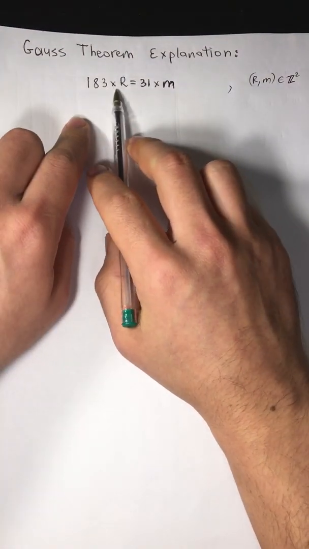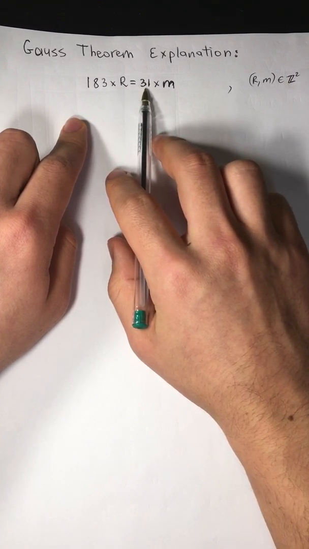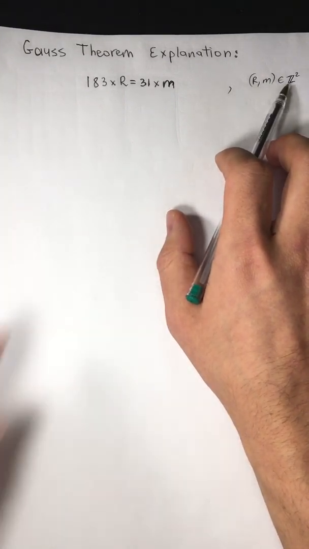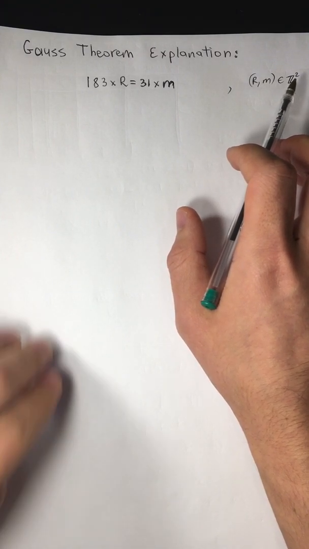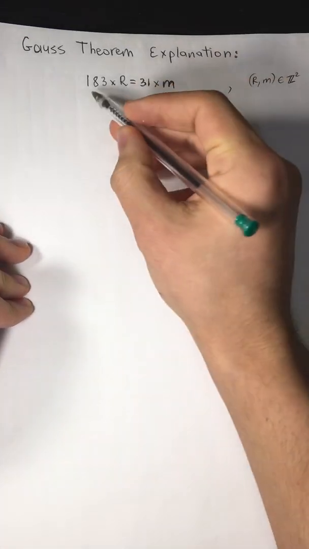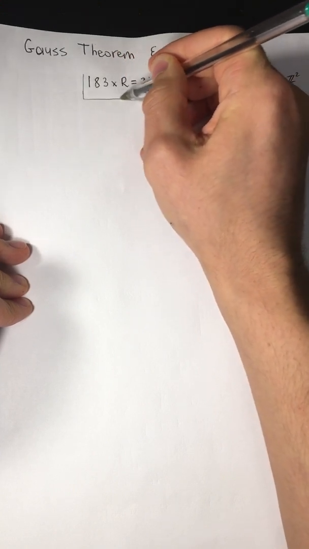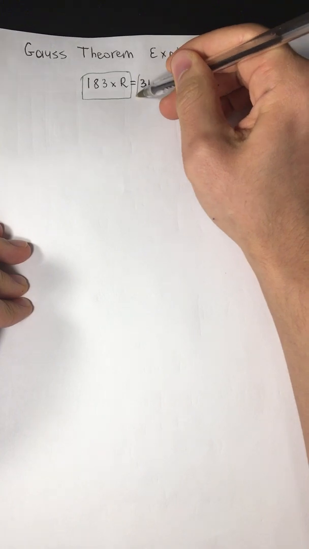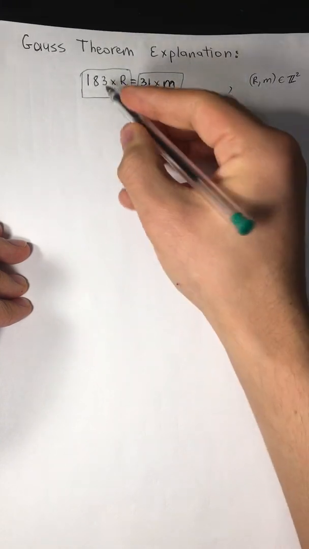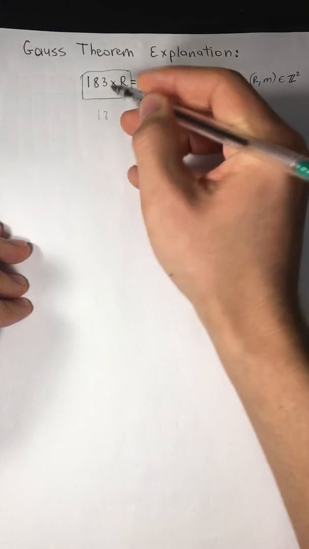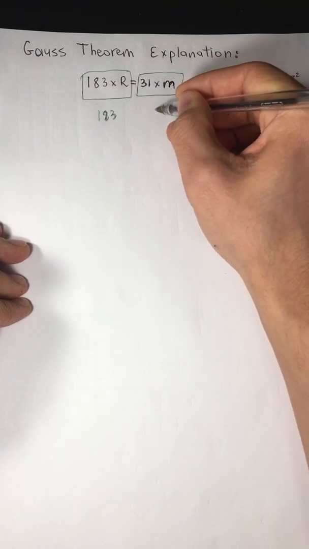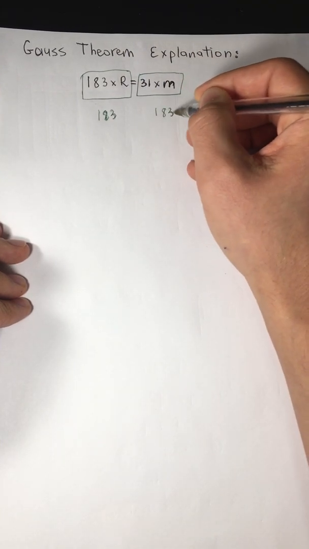Let's say we have 183 times r equal to 31 times m, where r and m are integer numbers. In this case, what is Gauss theorem? It's quite easy, it makes sense. We have an equation, this side is equal to this side. Just imagine they're one number, this number is equal to this number. From this, you know that the left side is divisible by 183, right? It means that the right side also must be divisible by 183, right?